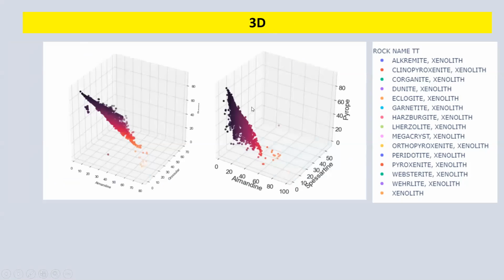Next, this is a 3D plot of the same thing. You can visualize it better here. This is almandine, grossular between these two end members, and as you can see, pyrope is here, almandine, spessartine. So this is our three-dimensional plot.